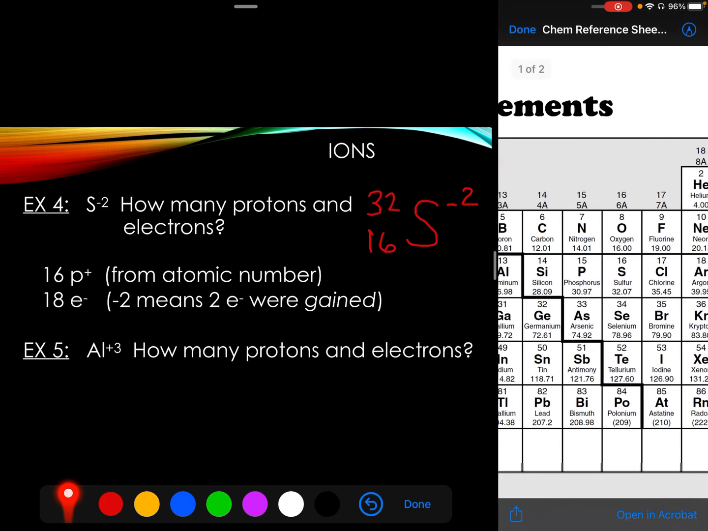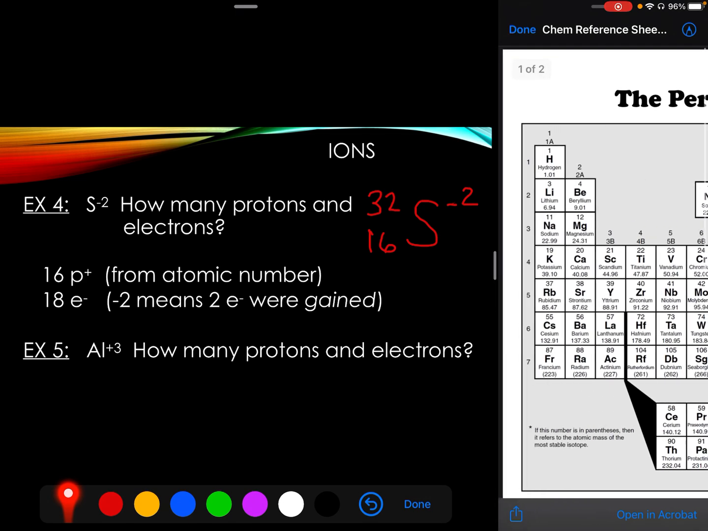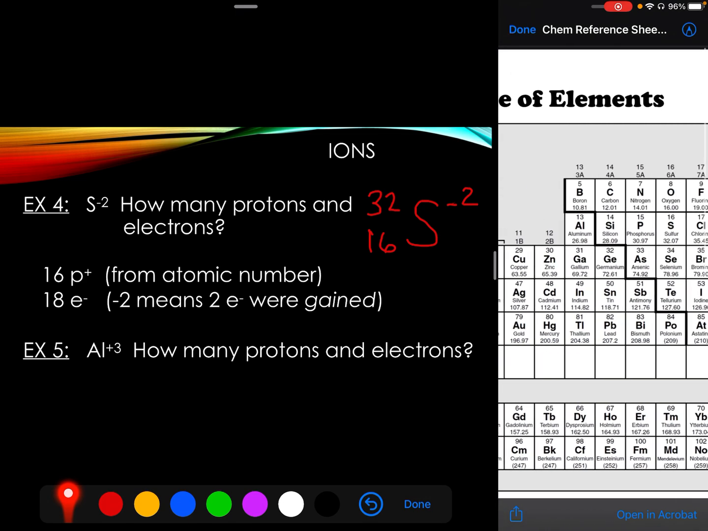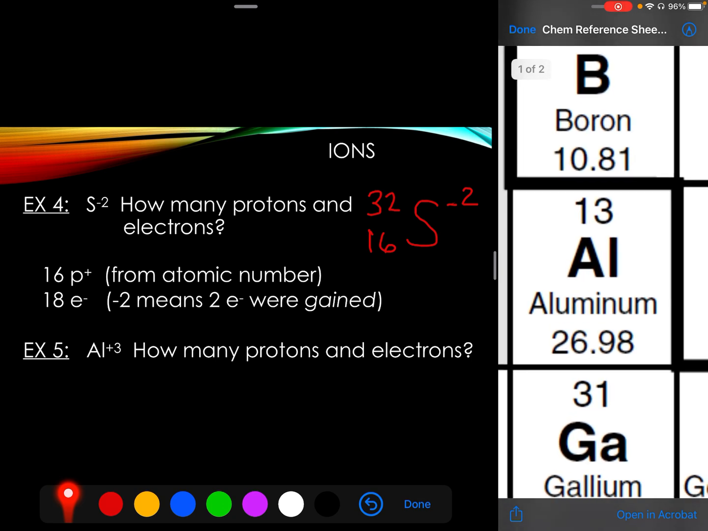Let's look at aluminum here. Aluminum is right here. Number 13 on the periodic table, and that tells me that aluminum has 13 protons. It wants to know how many electrons it has. The +3 right here means that it has lost 3 electrons, so it would have had 13 electrons, but it lost 3, so aluminum with a +3 charge only has 10 electrons.